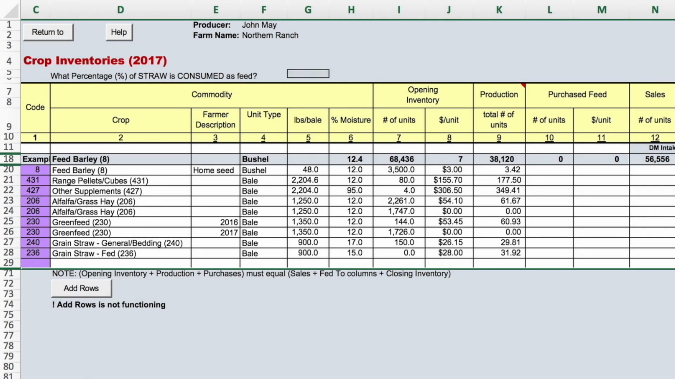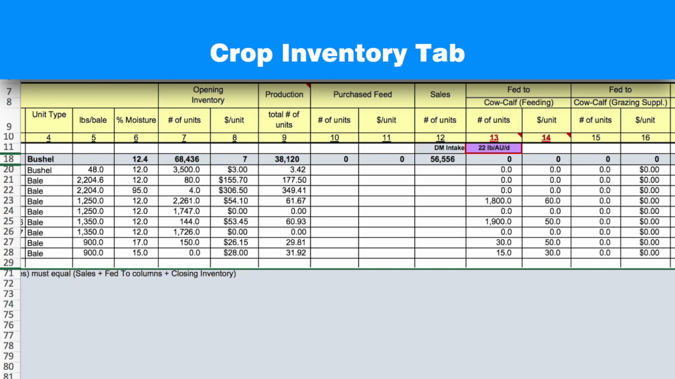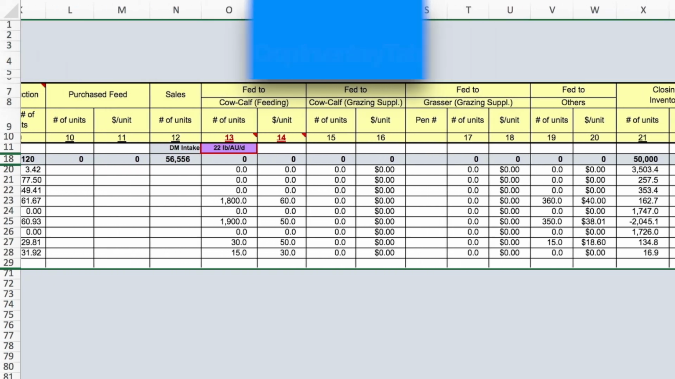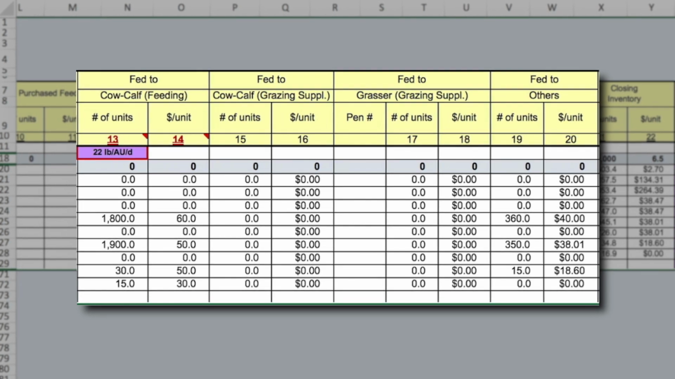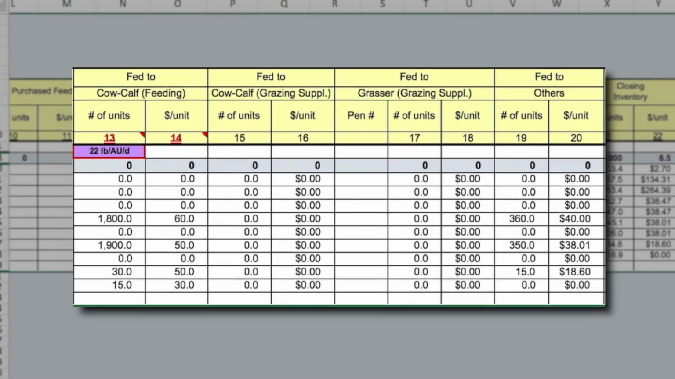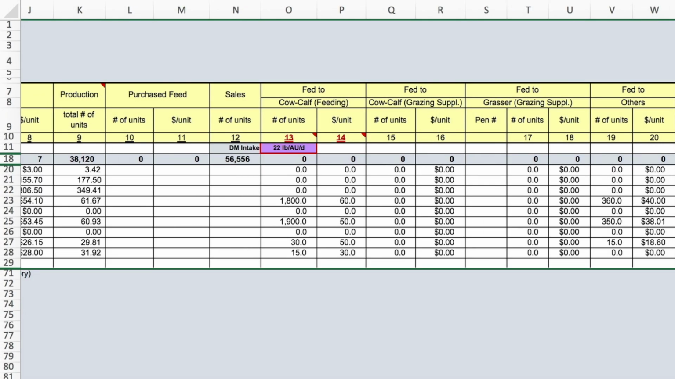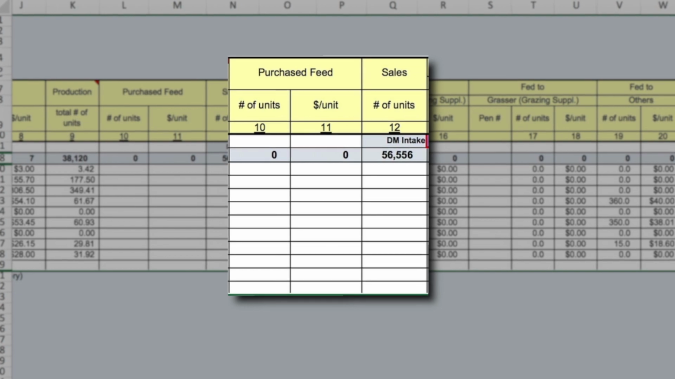The crop inventory worksheet tracks the flow of crops and rations through the farm over the course of the reported year. It is where feeds, at market value, are transferred to the livestock enterprises, and it accounts for crops and feeds purchased or sold in the reported year.